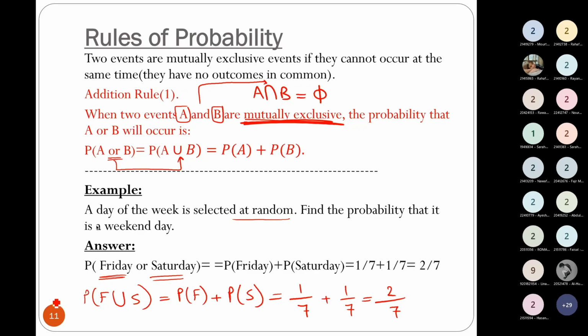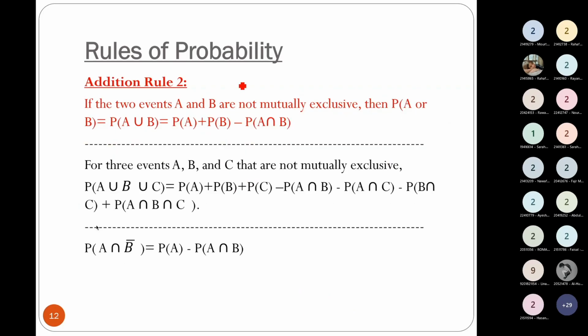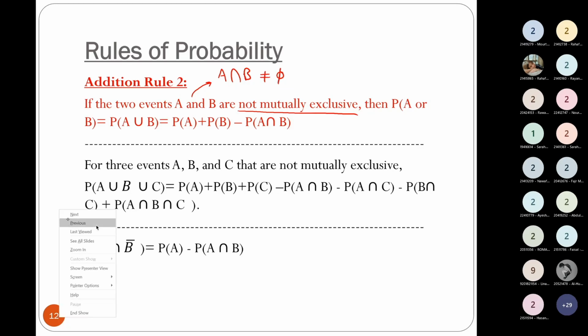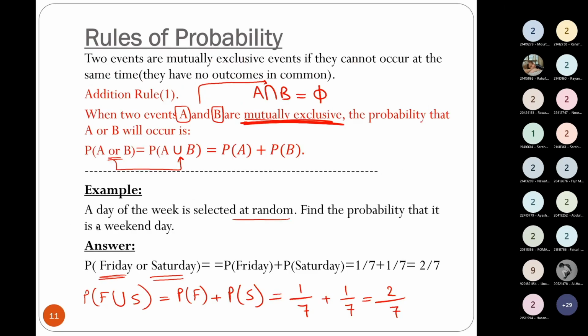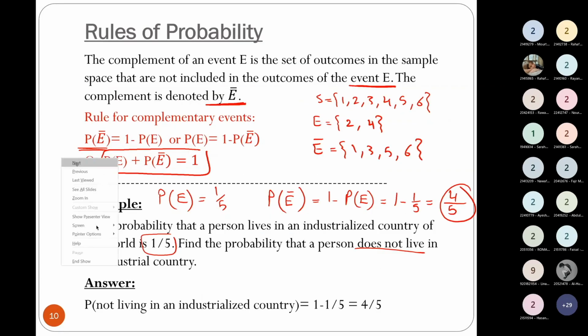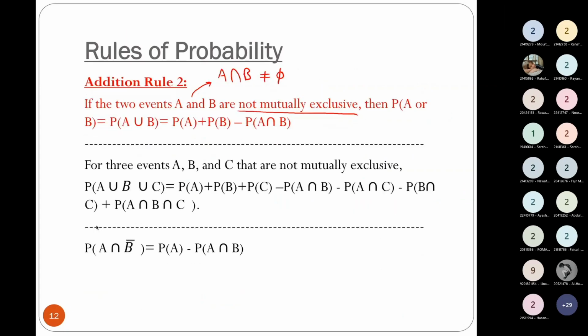Now, another rule of probability. If A and B are not mutually exclusive, their intersection is not empty. Mutually exclusive means the intersection is empty. So the probability of A or B, this is the union, equals what? Probability of A plus probability of B minus the probability of A intersection B.